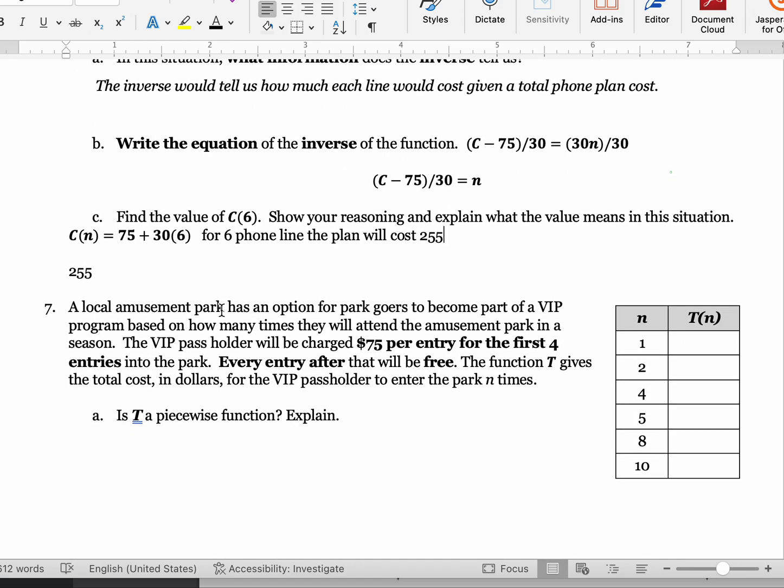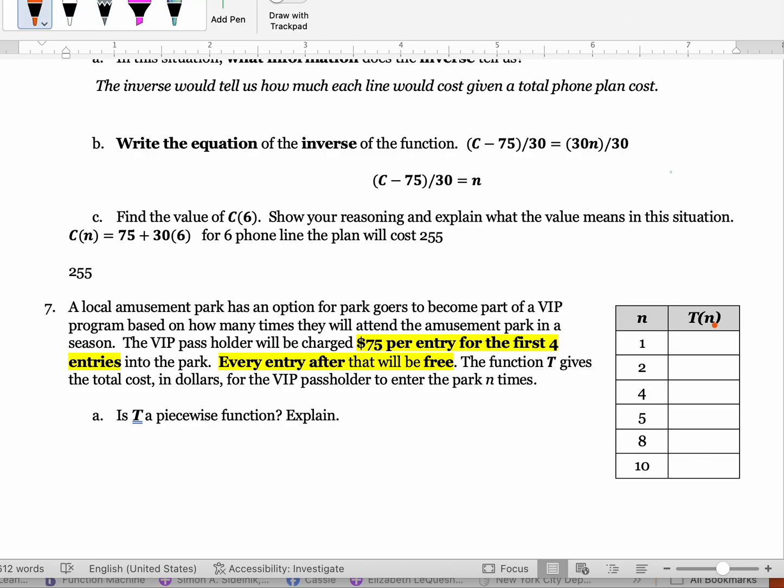A local amusement park has an option for park goers to become part of a VIP program based on how many times they will attend the amusement park in a season. The VIP pass holder will be charged $75 per entry for the first 4 entries into the park. Every entry after will be free. The function T gives the total cost in dollars for the VIP pass holders to enter the park n times. So the first entry is 75. Then for 2 entries, it's going to be 150.